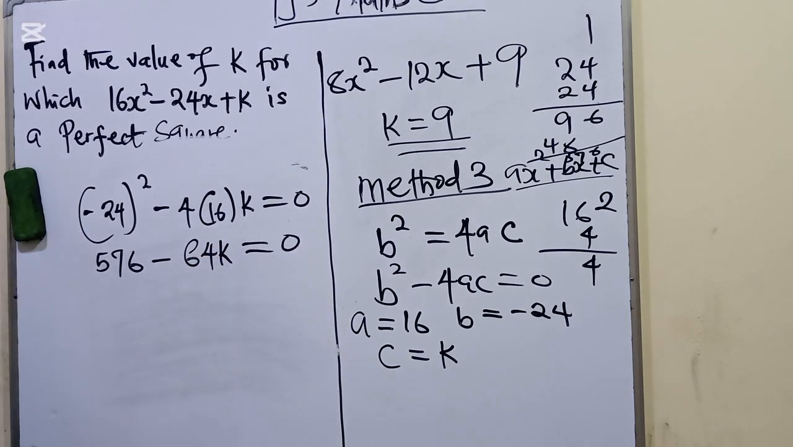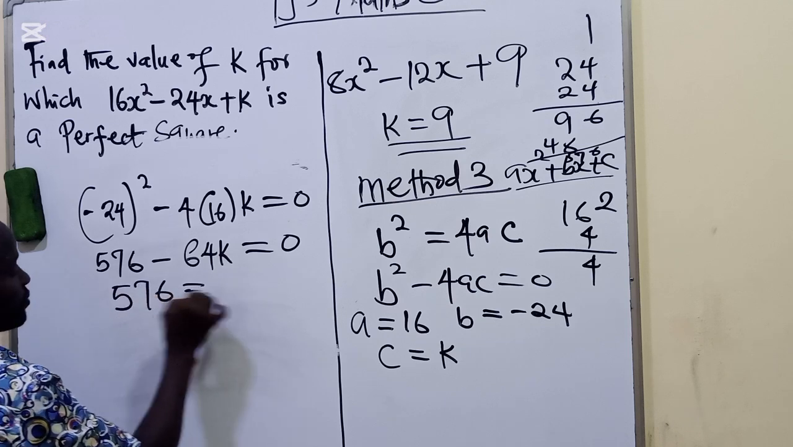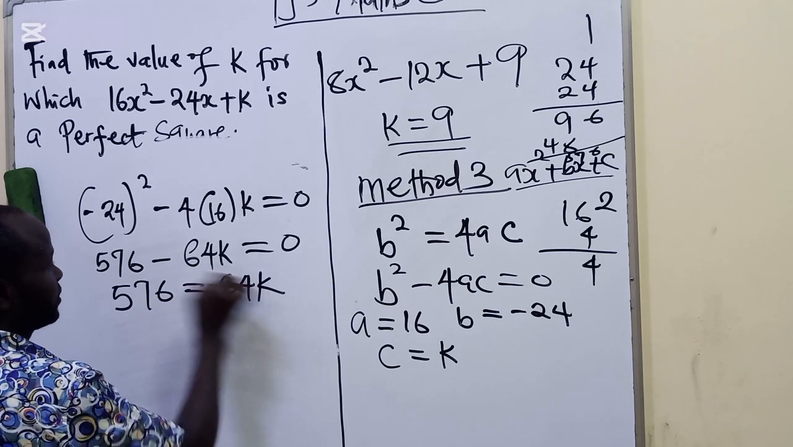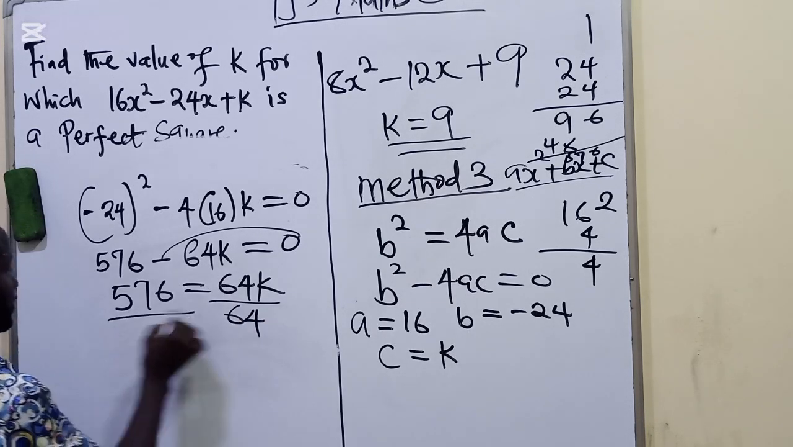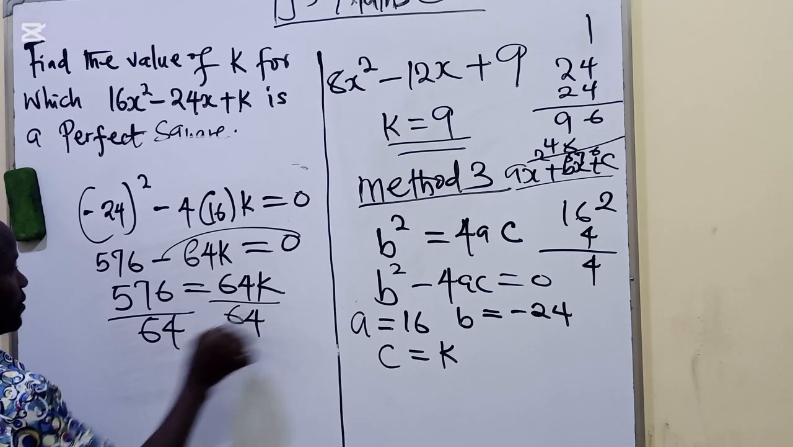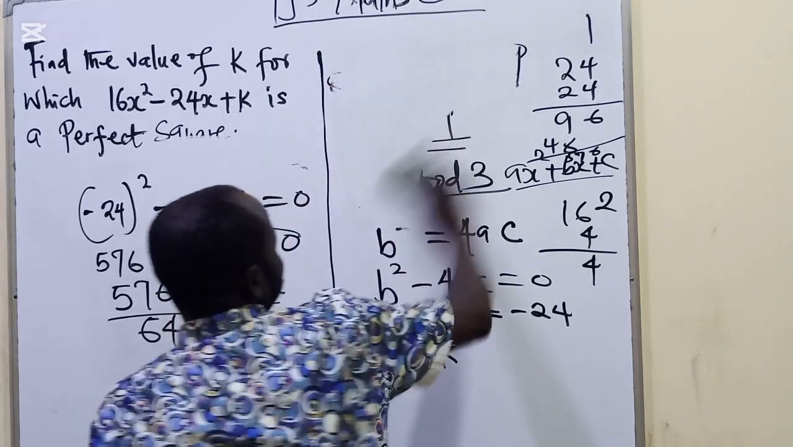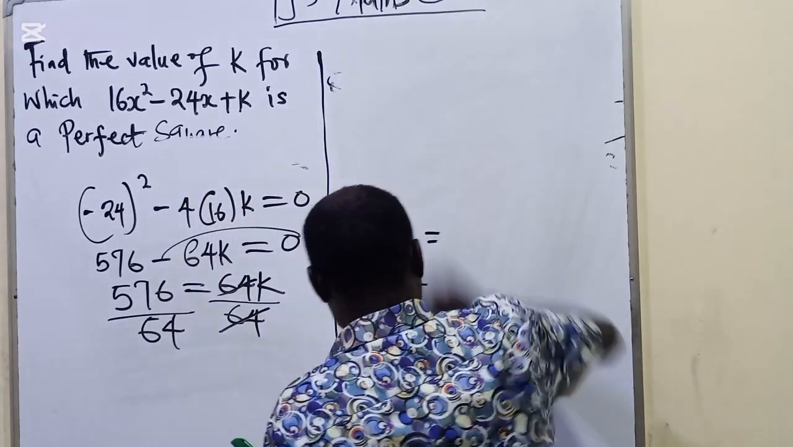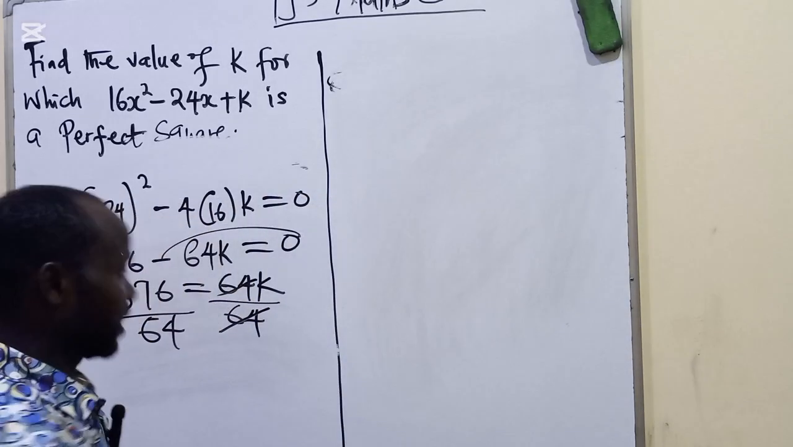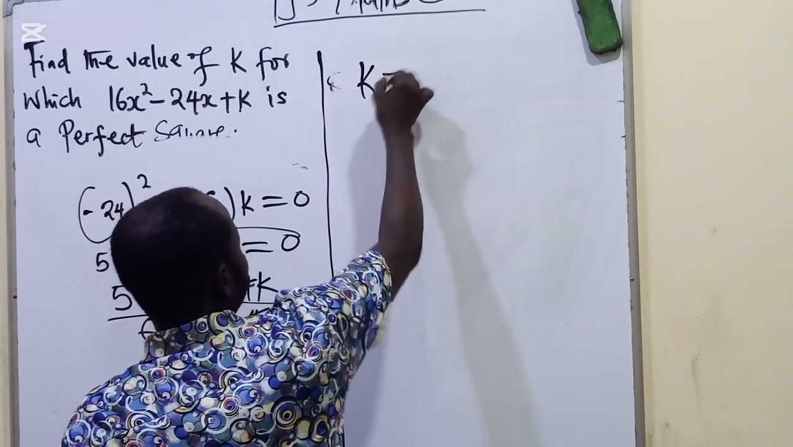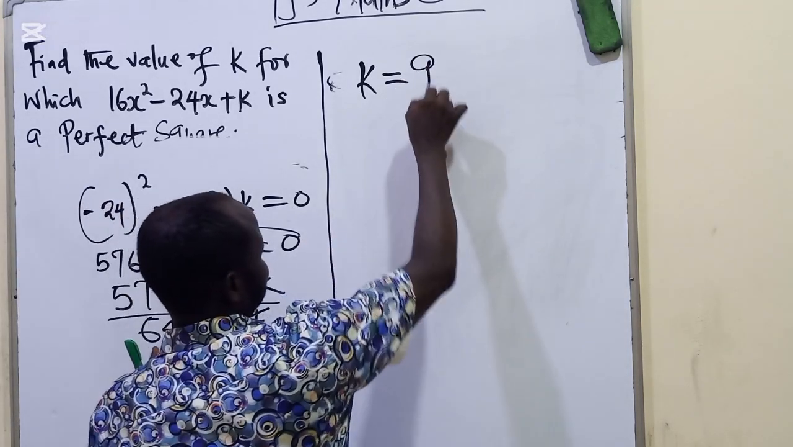Our aim is to find k. So let's connect like terms. 5, 7, 6 now will be equals to 64k. If we break this here, it will be positive. Let's divide both sides by 64. So that our k now will be, our aim is to find k as 9. The third method gives us k as 9. Let's see. K now will be equals to 576 divided by 64 is going to be 9.